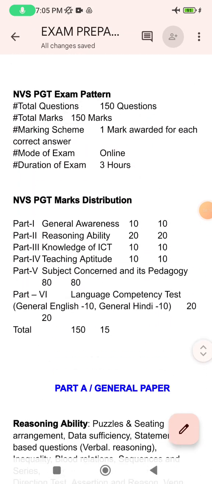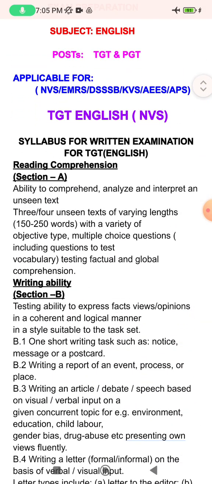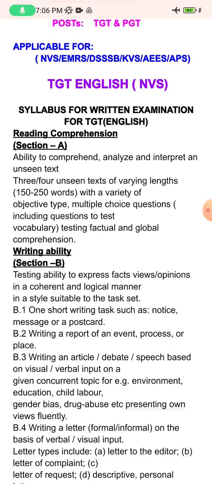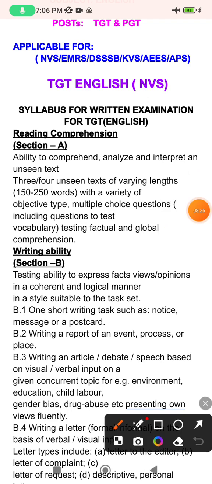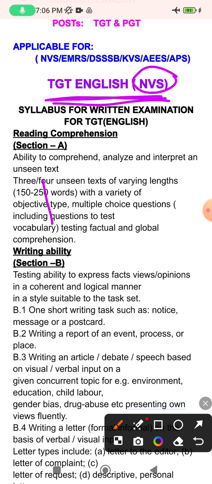Now see, we have TGT English, and this syllabus is for NVS and for EMRS and for DSSSB. Nowadays, the last time KVS had another syllabus. In KVS you will have the TGT English syllabus or PGT English syllabus, that is the book from NCERT.